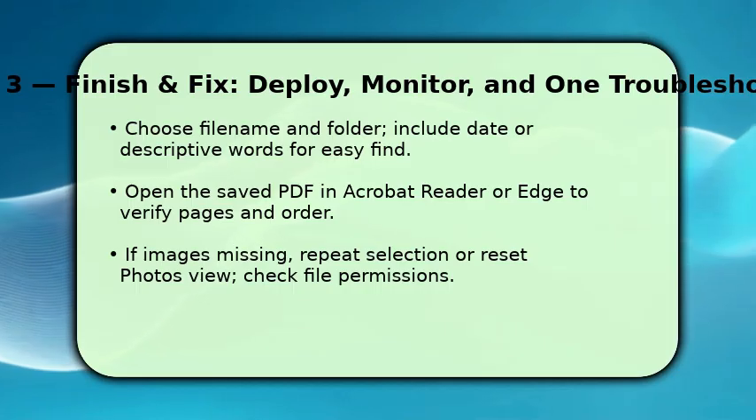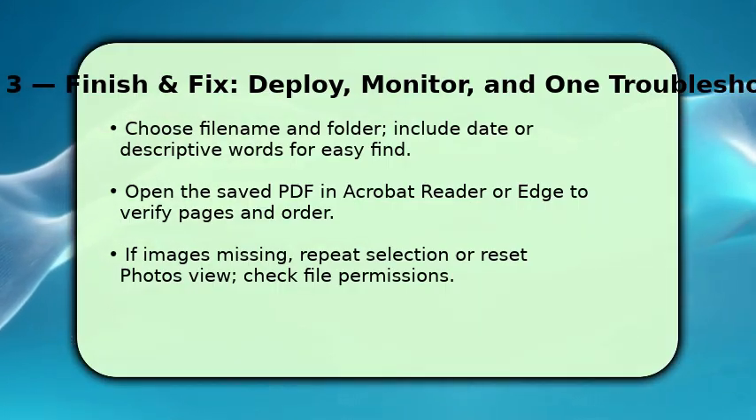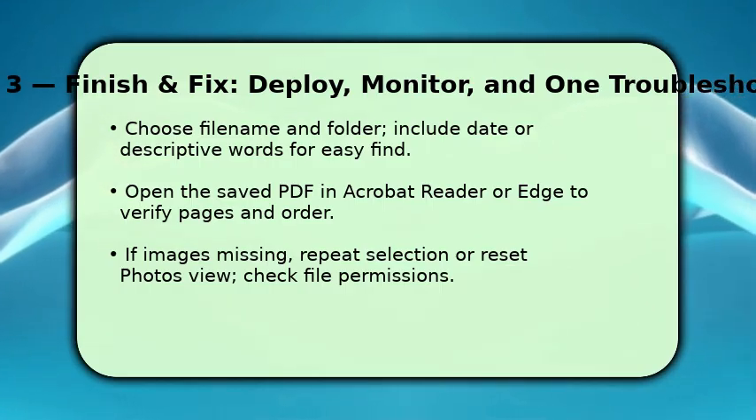If something's wrong, make adjustments in Photos, rotate or reorder, and repeat the Print to PDF step. If files won't save, check disk space and file permissions. Resetting Photos or restarting Windows usually resolves lock or permission errors.